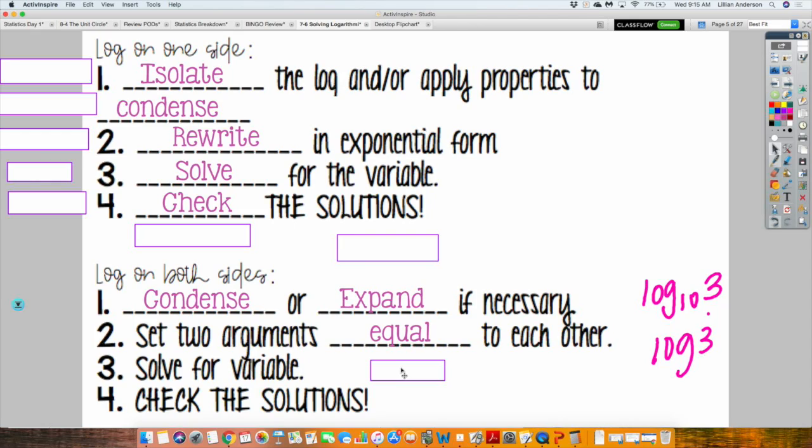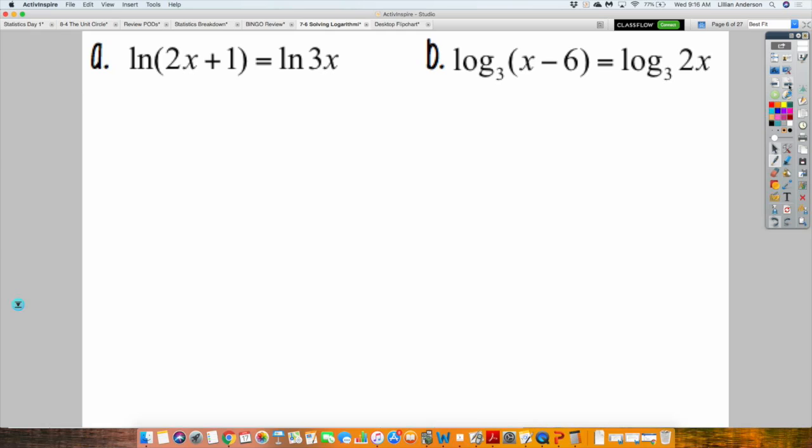So really and truly, if you have a log on the left and a log on the right, the logs go away and you just set the pieces equal to each other. The same way we did it when it was like an exponential, right? The bases were the same. We dropped the bases and just set the exponents equal to each other. Let's look at A and B now.